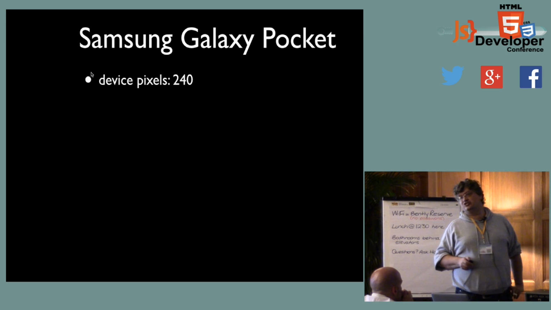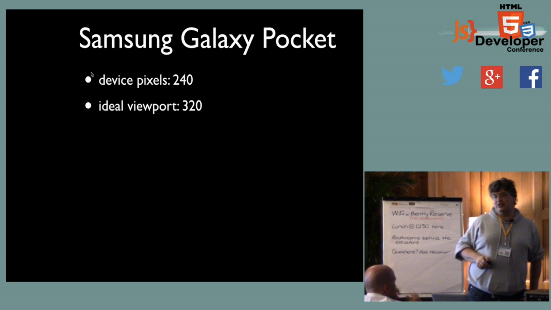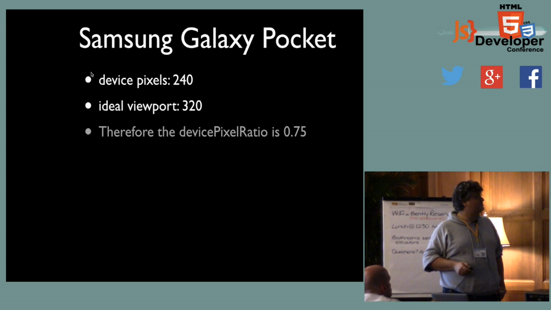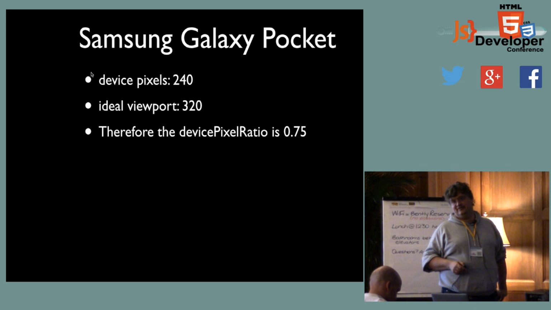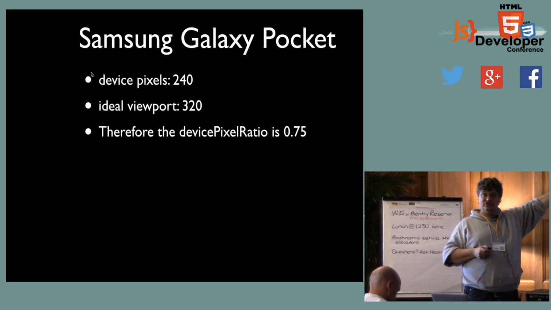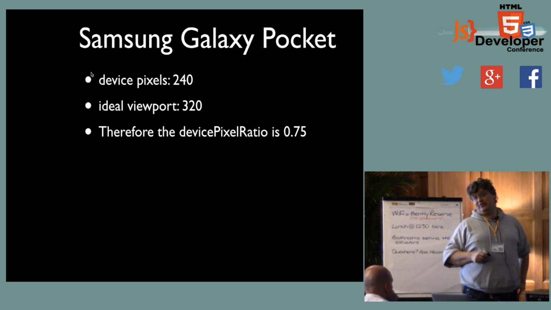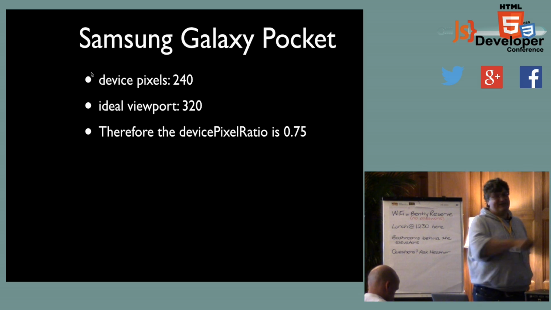Anyway, this is a tiny device. It has only 240 device pixels, but the ideal viewport is still 320, which gives us a device pixel ratio of 0.75. Incidentally, this is the default Android WebKit browser. I also ran Opera on the same device, and it actually has an ideal viewport of 240 and not 320, which gives us a device pixel ratio of 1.